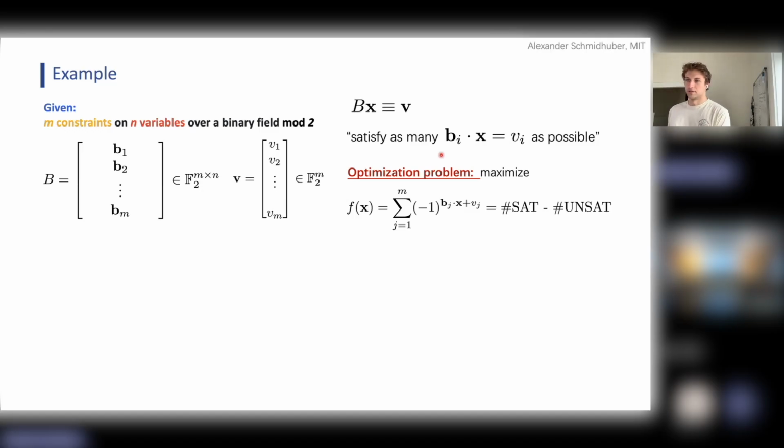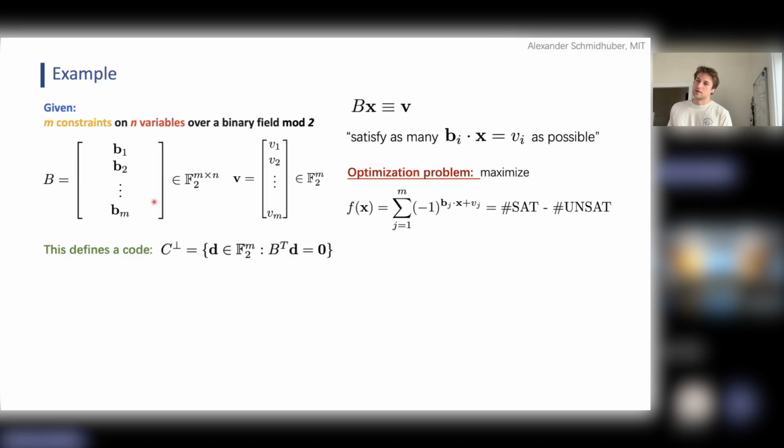Or another way of writing the same problem down is, if you want to have some objective function, then a good choice is to try to maximize the following function, which counts the number of satisfied constraints minus the number of unsatisfied constraints. Okay, so how does DQI tackle this problem? It reduces it to some decoding problem. So how can we define some decoding problem here?